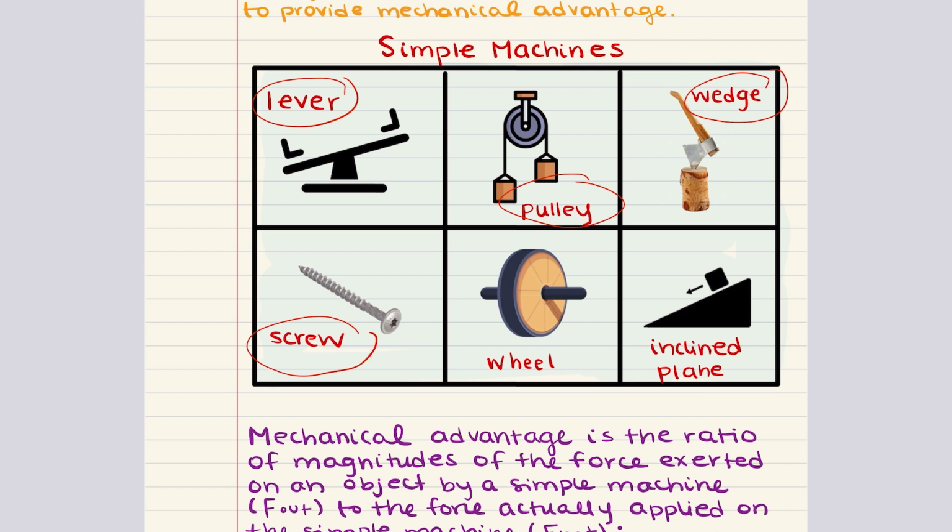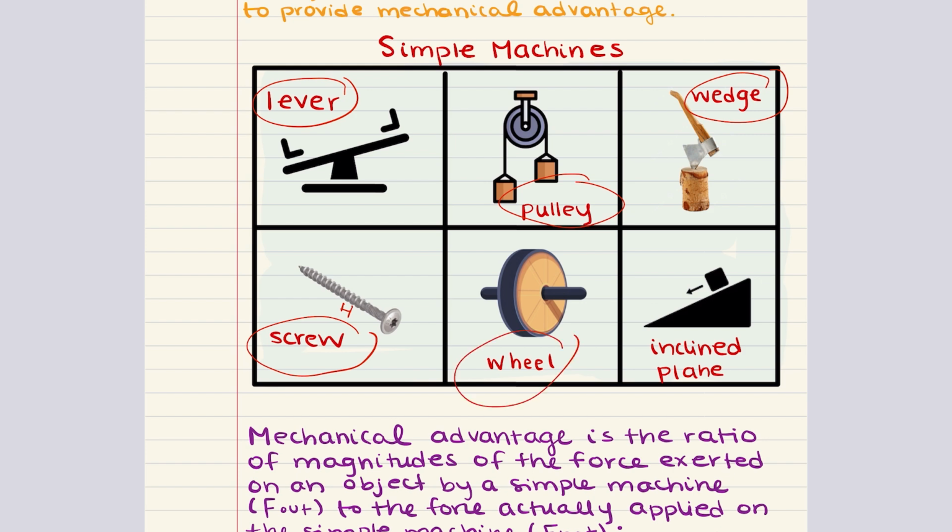Screw is another simple machine. This is essentially an inclined plane wrapped around a cylinder. So a screw converts rotational force, torque, into linear force. The mechanical advantage here depends on the spacing of the threads. Closer threads provide greater mechanical advantage, but they require more turns.